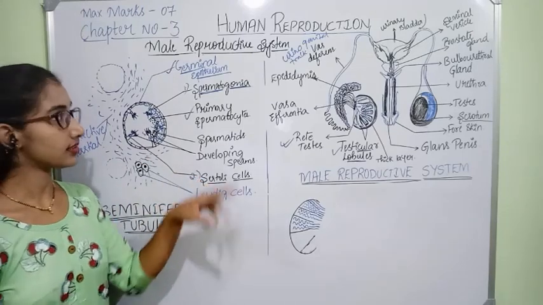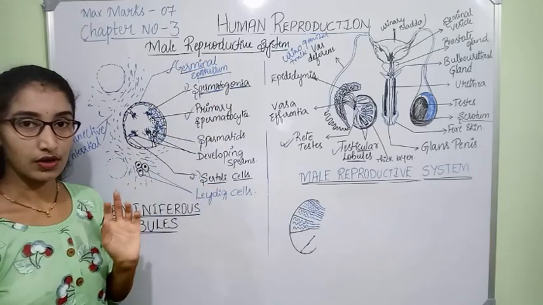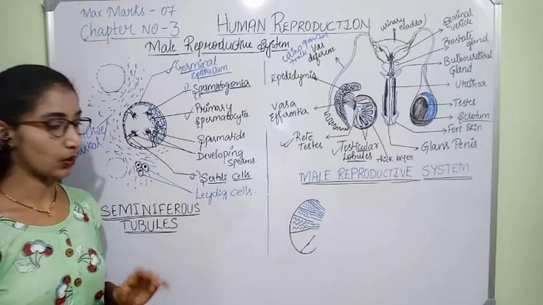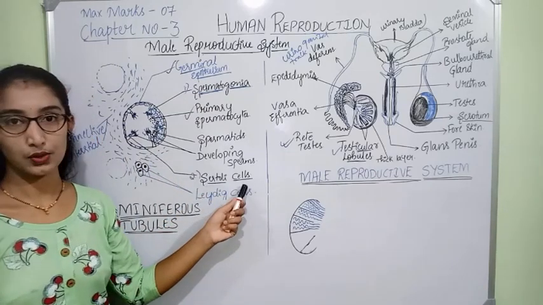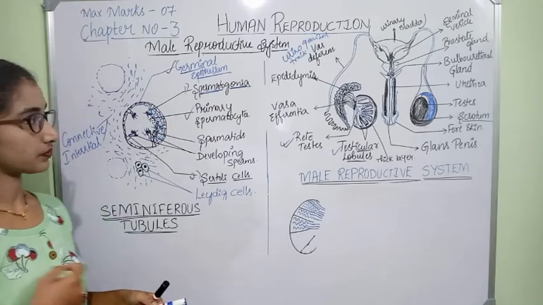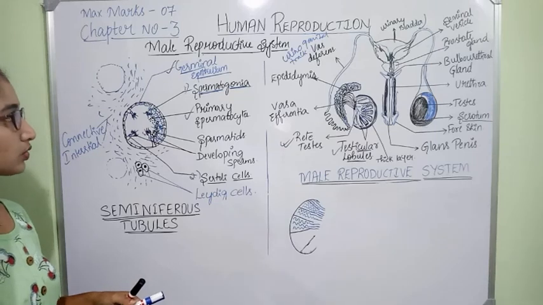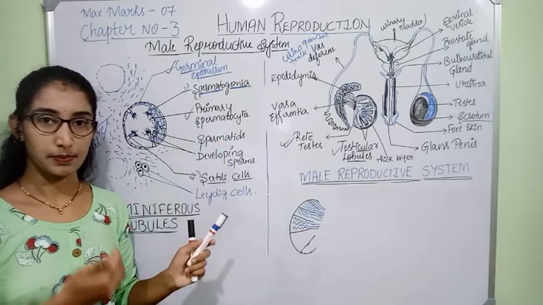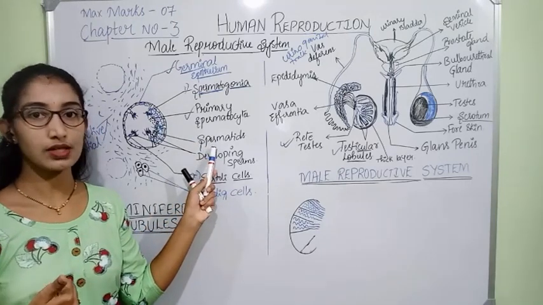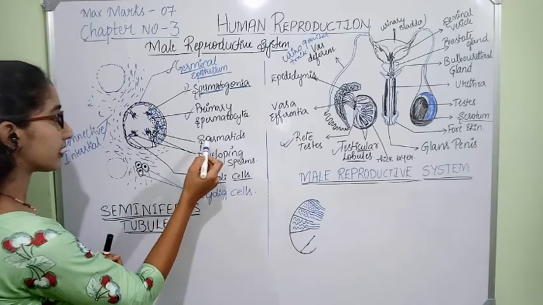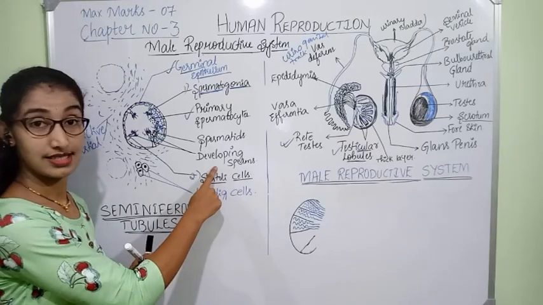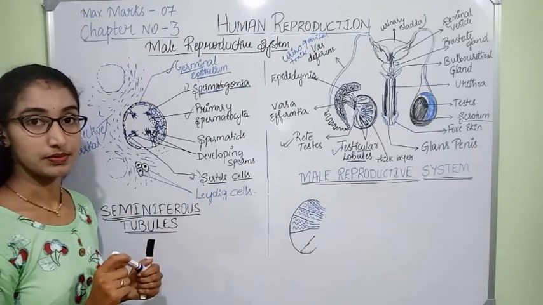What we must know here is that the germinal epithelium forms two different types of cells. One is the male germ cell, or spermatogonia, and the second type is Sertoli cells. The spermatogonia will undergo differentiation to form primary spermatocytes. The primary spermatocytes will further develop into spermatids, and these spermatid cells will develop into sperms.